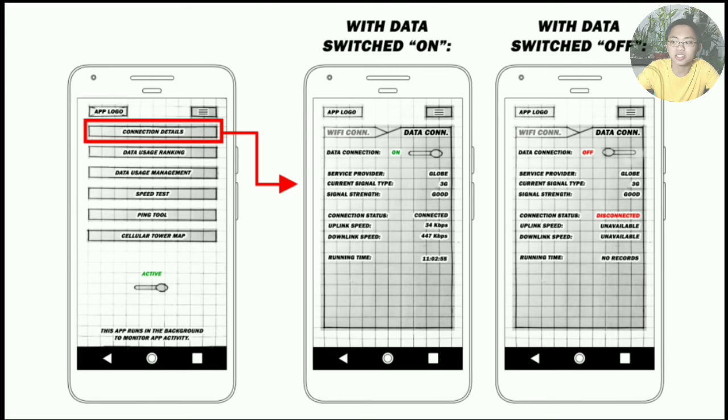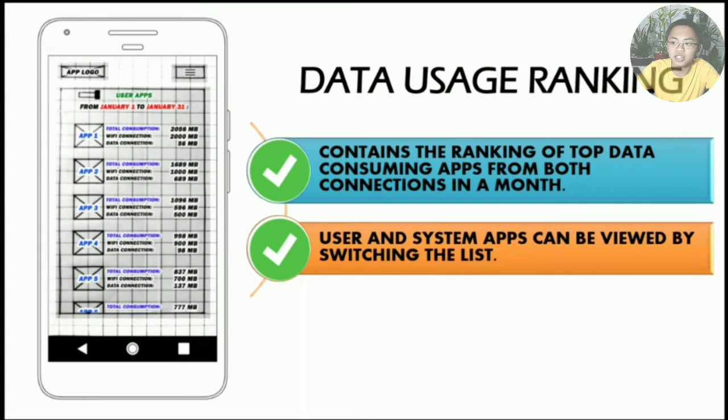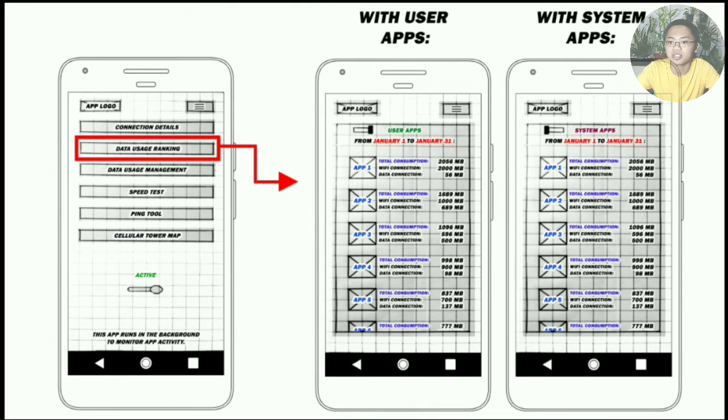Next is data usage ranking. This contains the ranking of top data consuming apps from both connections within a month, in descending order ang pagka-display. User and system apps can be viewed by switching the list. What's shown in the next slide is the list with user apps and with system apps. So what's the difference here is the switch. One side of the switch represents the user apps and the other side represents the system apps.